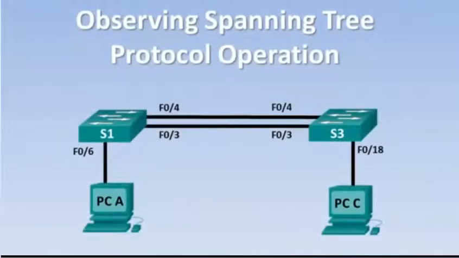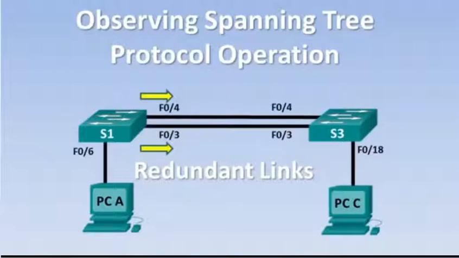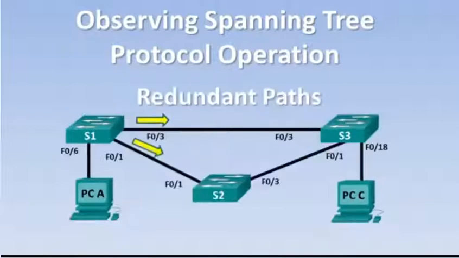In this video, we are going to observe the spanning tree protocol in operation. The spanning tree protocol is very useful in situations where you have multiple switches with redundant links. This is common in production switch networks and is done to provide fault tolerance. You can see here that we have two links going from S1 to S3, and so there is redundancy between switch 1 and switch 3.